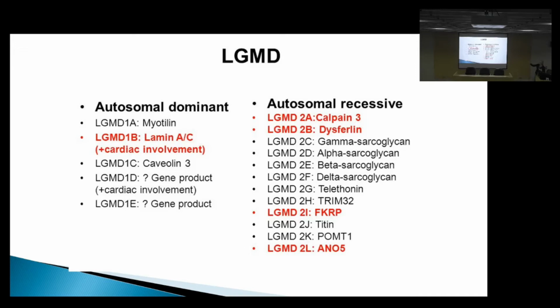And in 1B you have laminin. So laminin, calpain, dysferlin, and fukutin and others, they are very, very different. So therefore, it's difficult to diagnose clinically a particular type. So if you have a patient, you cannot say this is type 2B, or this is type 2D, or this is type 2L, just looking at the patient or the investigations you do.